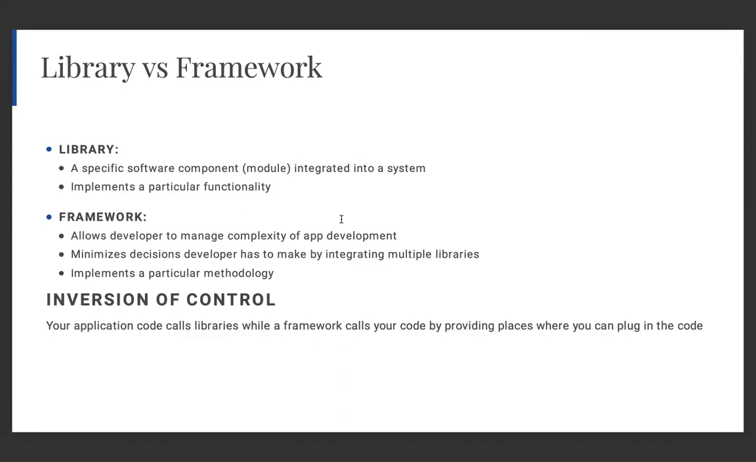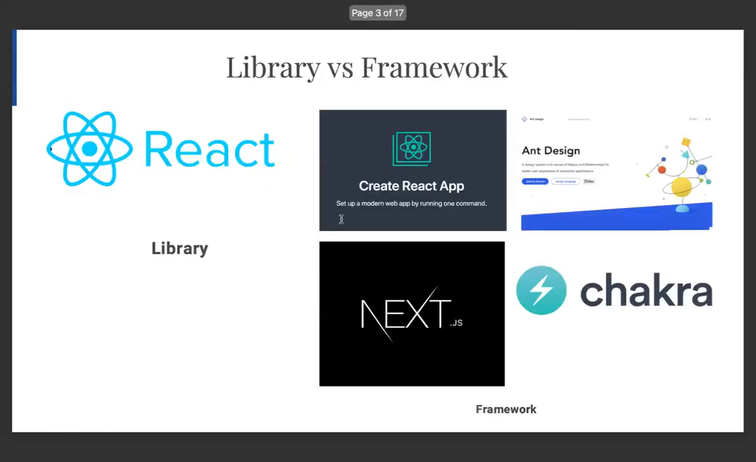to a particular functionality. So the main concept that you need to take note of while making a distinction between a library and a framework is the inversion of control. So your application code calls libraries, while a framework calls your code by providing places where you can plug in the application code. So let's look at some examples to make this distinction even more clear.